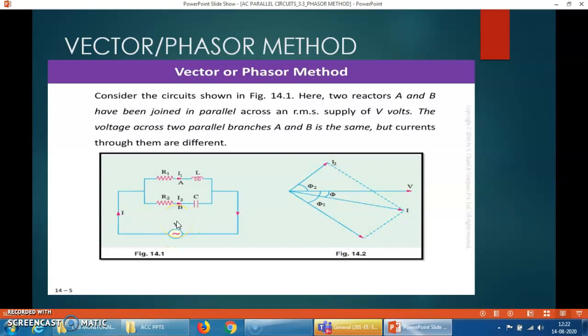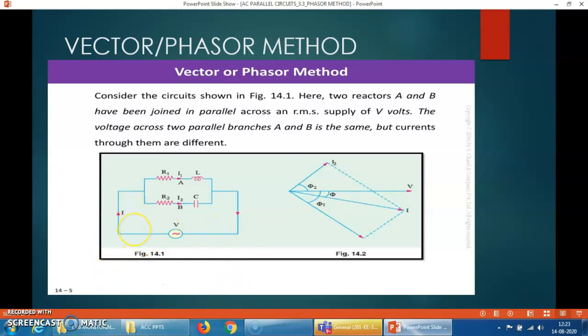Now how to draw the vector diagram? First you have to draw the x-axis and y-axis. See here, the xy plane is there. On the x-axis the voltage is taken as the reference vector. Now when this circuit is connected to the AC supply, alternating current I starts to flow, and at this node it is divided into two branches, I1 and I2, as the two branches are connected in parallel.